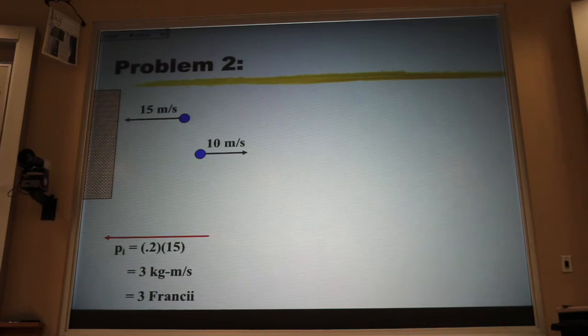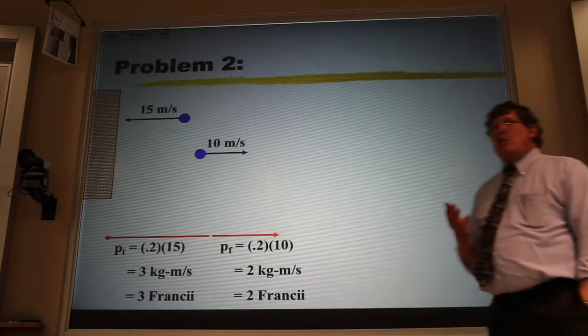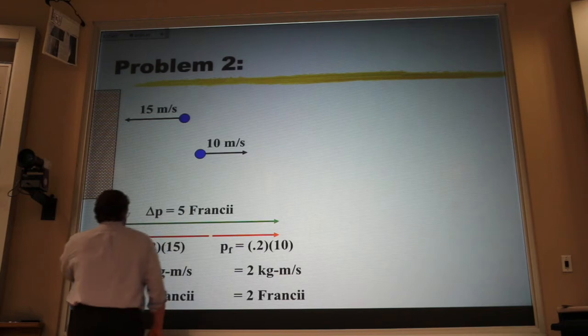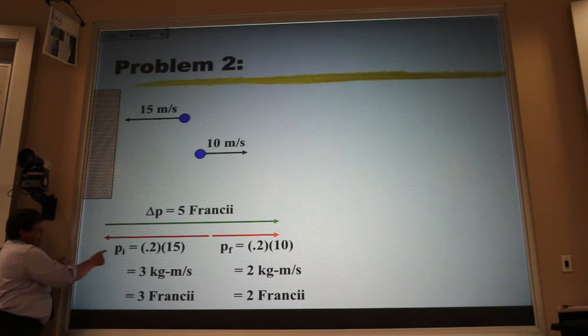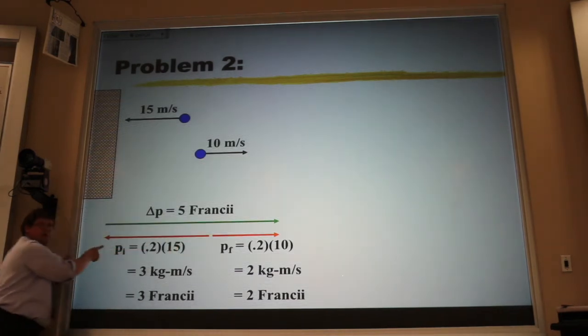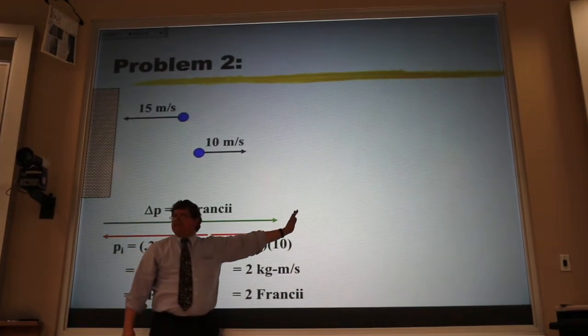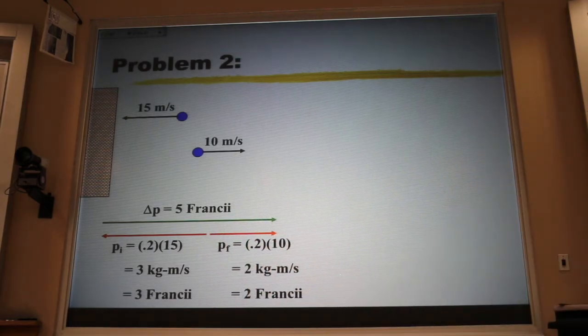So I've got 3 Franci to the left, and afterwards I have 2 Franci to the right. Well, the difference between 3 and 2 is not 1, because it's not really 3 and 2. It's 3 to the left, it's 2 to the right. And the difference there is 5. The change, or difference, is what I have to add, there's the plus sign, to this initial momentum to bring that momentum all the way back to 0 and out the other side.